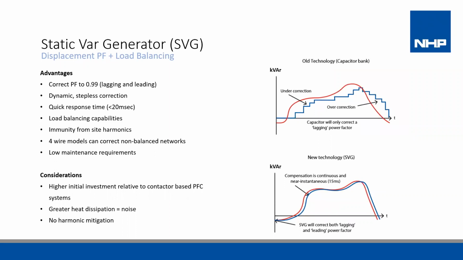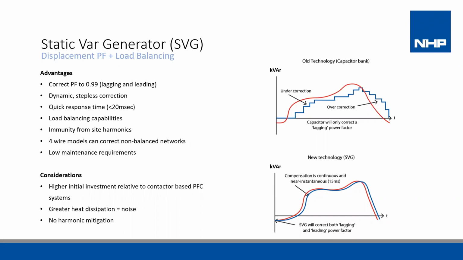The major advantage of an SVG is they can correct power factor to 0.99 consistently for both lagging and leading power factor. This is one of the reasons why you can use SVG systems and their technology with the generators on site. They support dynamic stepless correction. So no steps like you have with the capacitor-based systems. So the compensation is just right.